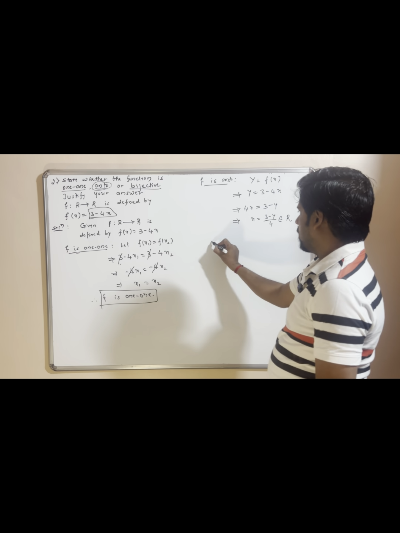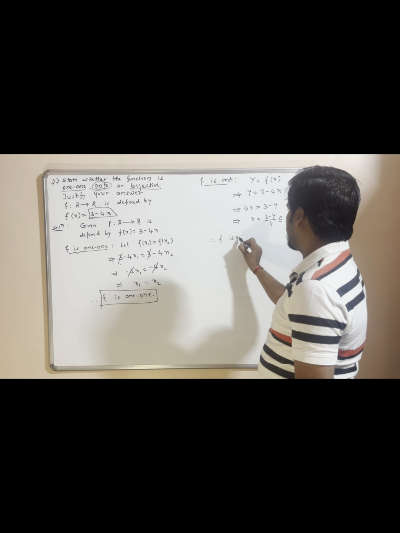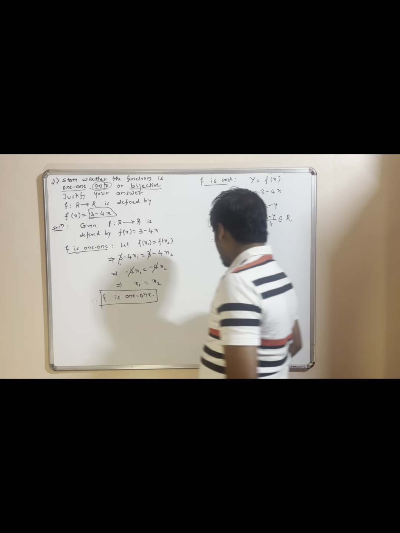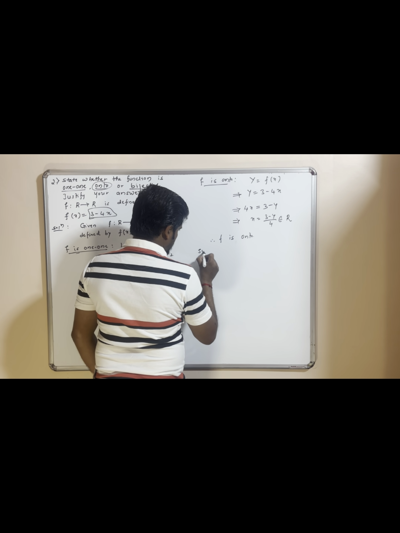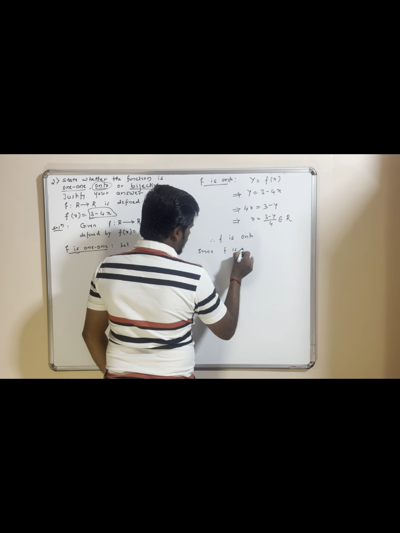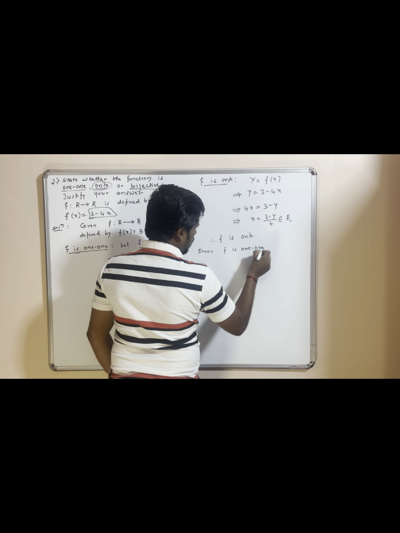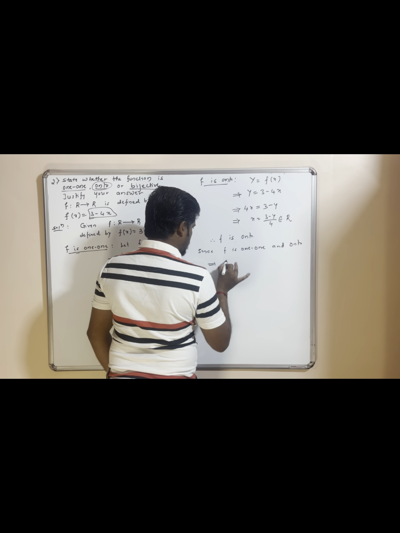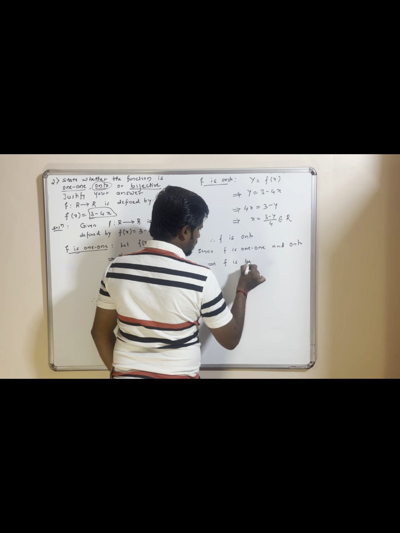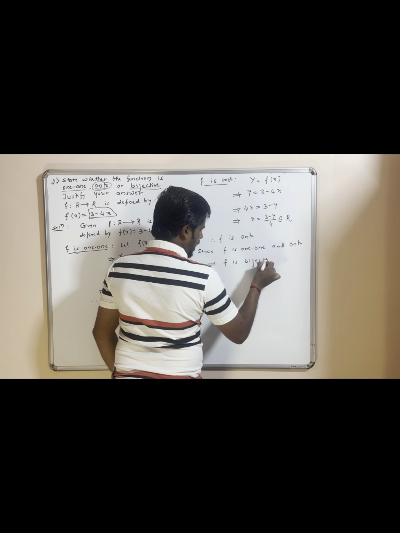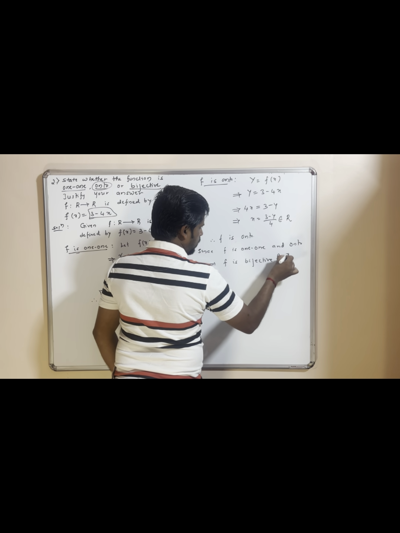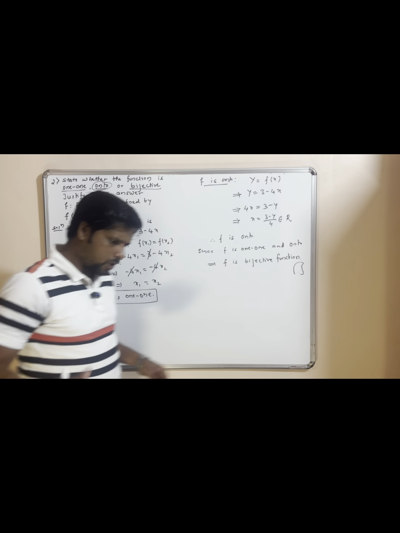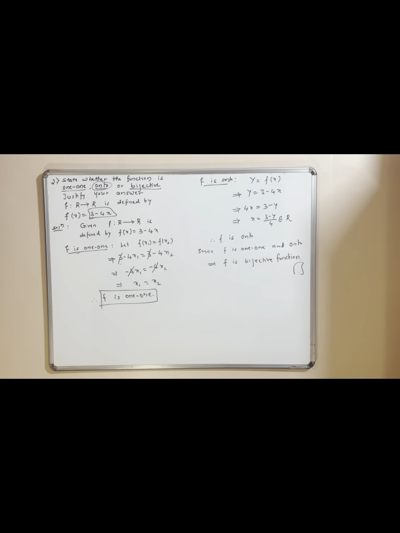So therefore f is onto. What happened now to the function? Since f is one-one and onto, then f is also called a bijective function, right? So note it down, very very important.